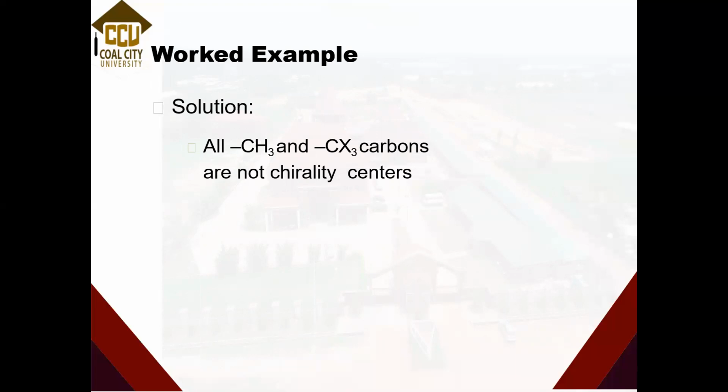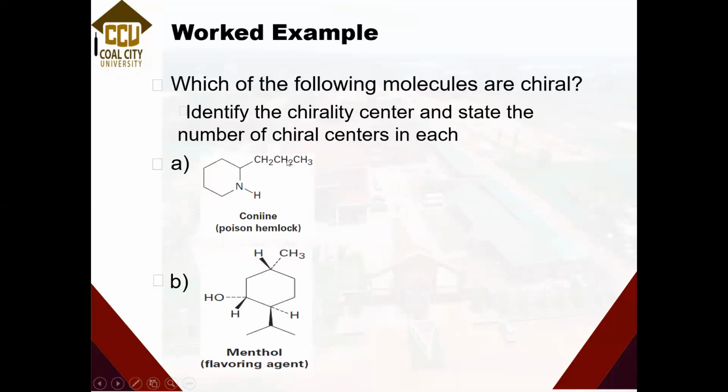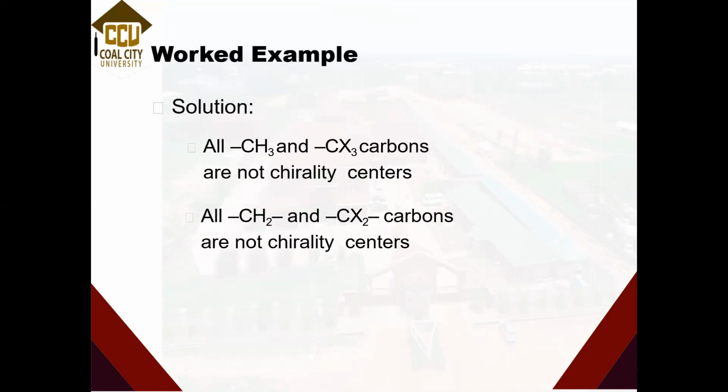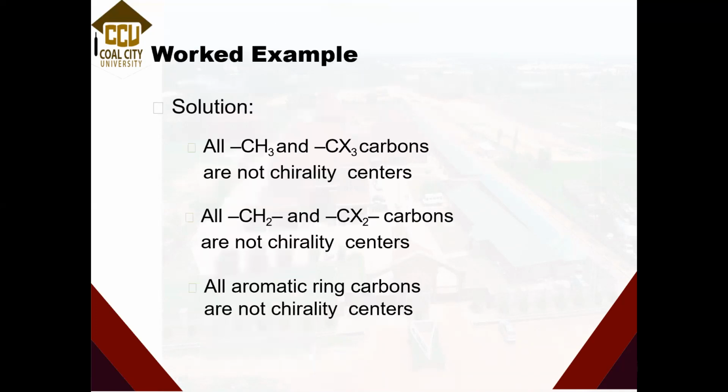Again, all CH2 and CX2 carbons are not chirality centers. Automatically, it shows us that all this CH2 cannot be a chirality center. Once you see a CH2 or CX2, where I use X to represent any atom at all, or a CH3 or CX3, all these cannot be chirality centers. And thirdly, all aromatic ring carbons are not chirality centers.